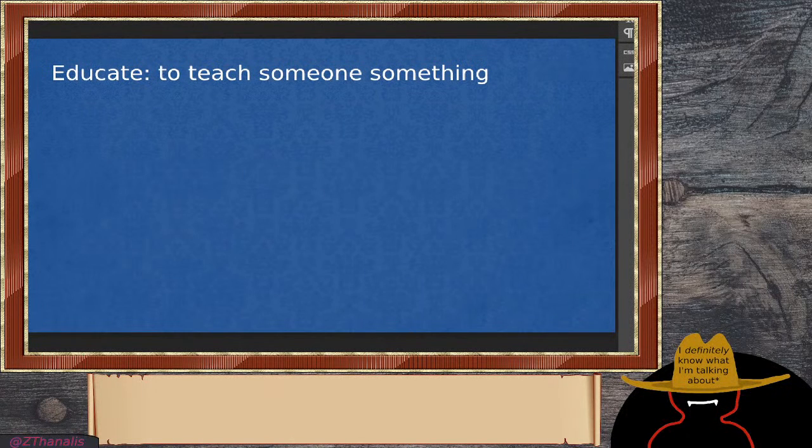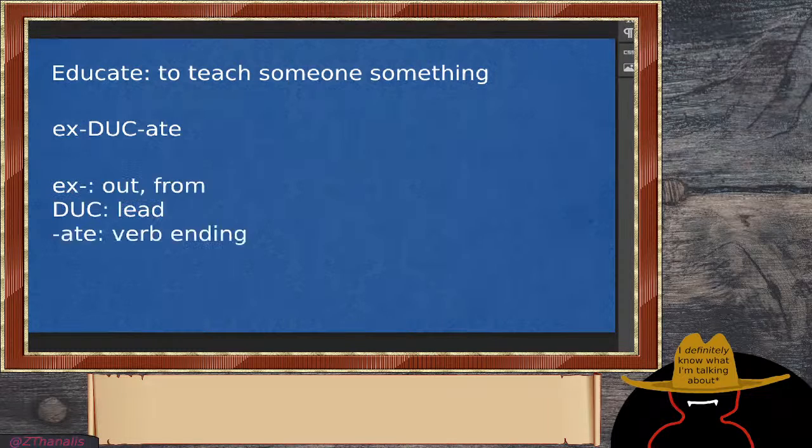First word is educate. Okay, easy enough: to teach someone something. It's a verb. Breaking it apart a little bit, we have different parts. We have a prefix, ex, which is more like out, from; duke, which is lead, or like, take somewhere, guide; and then ate, which is just saying this is a verb, this is an action someone is taking. So, okay, you can kind of get how we get there. To teach someone something is to lead someone out.